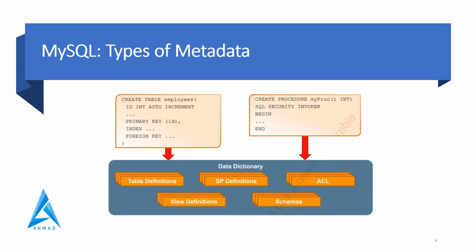Now, what are the types of metadata? When you create a database object, its metadata is stored in the data dictionary. Suppose you create a table, then information about its columns, indexes, and so on is stored. If you create a stored procedure, then the data dictionary stores metadata such as invokers and privileges in the access control list. See the figure. We have table definition, ACL, view definition, SP definition, and schemas. These are the types of metadata.